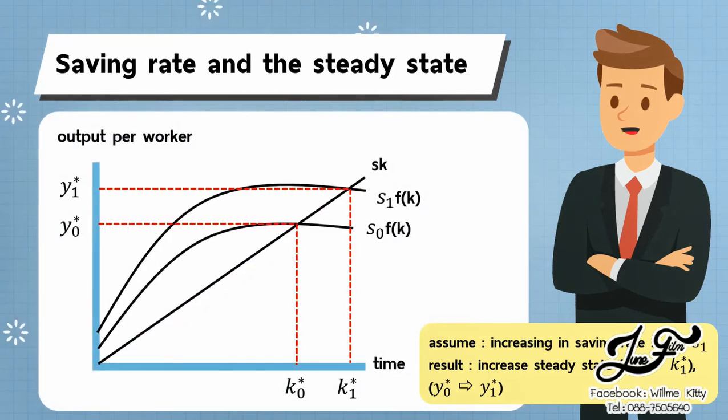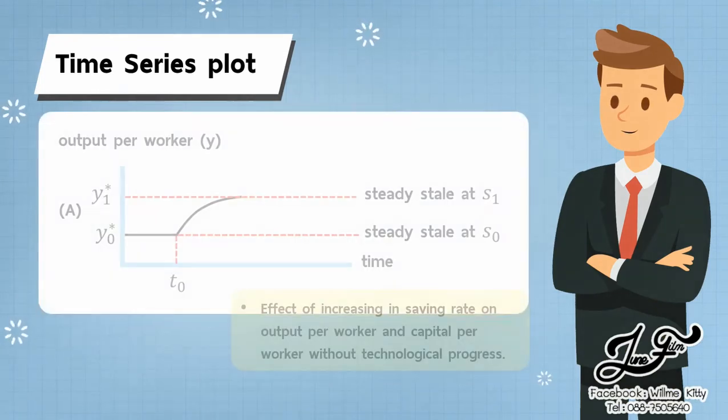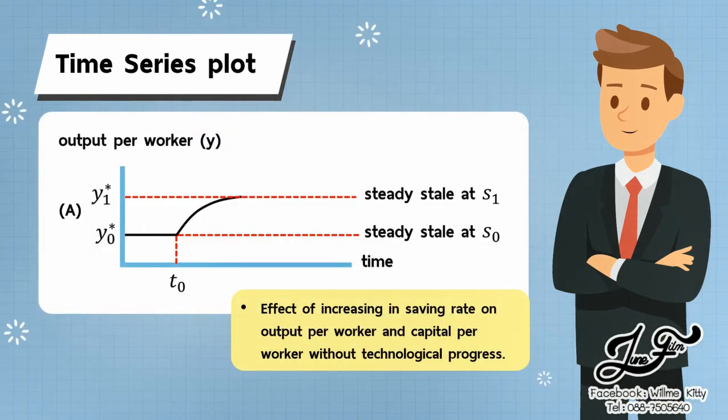Let's move to the next topic. If we assume that we increase saving rate from S0 to S1, it will shift the investment curve upward, which changes K star 0 to K star 1 and Y star 0 to Y star 1. In conclusion, an increase in saving rate leads to an increase in steady state. For the time series plot, an increase in saving rate leads to an increase in steady state for both output per worker and capital per worker.